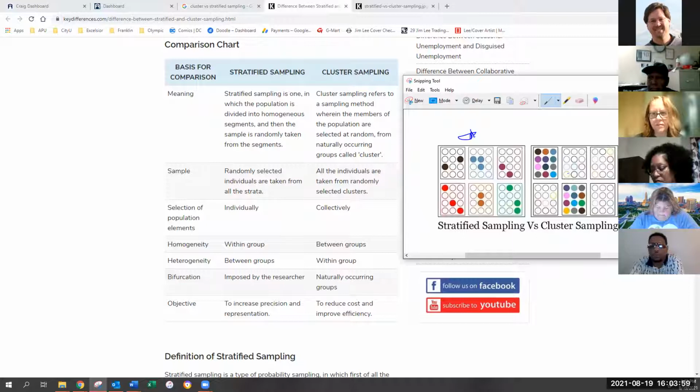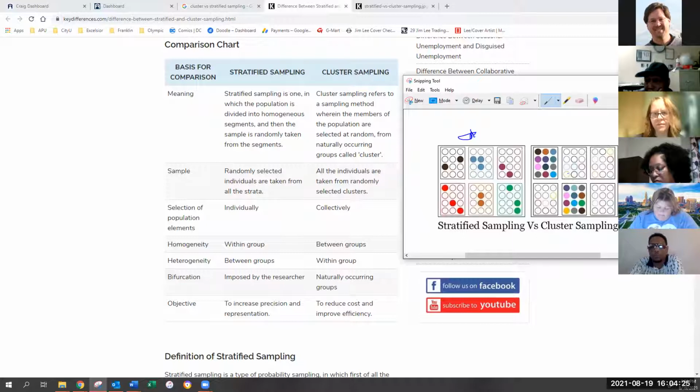In cluster sampling, the population itself is kind of naturally clustered. They have naturally occurring groups, and the groups themselves are heterogeneous, right? Each group has all sorts of different people in them, but each of the clusters should be homogeneous amongst themselves, which means each cluster should be relatively similar to each other cluster.